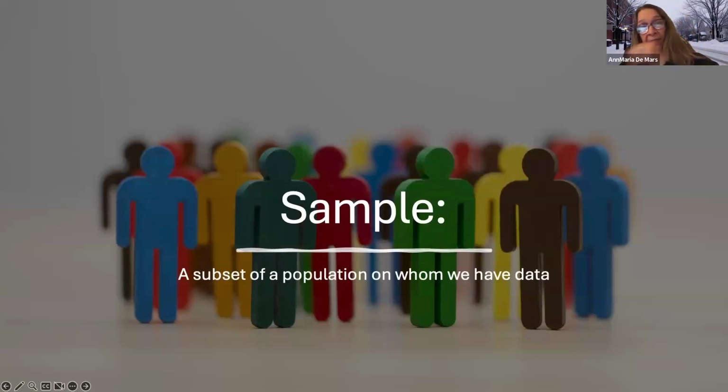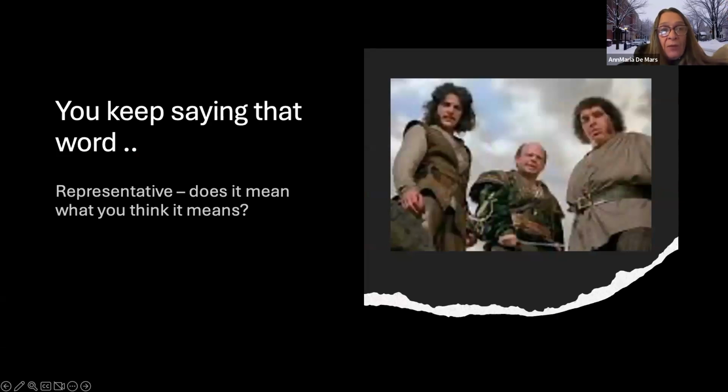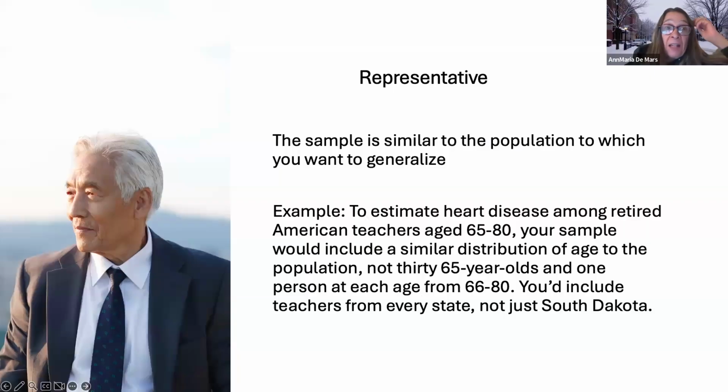Jumping on sampling here, we'll get back to testing. A sample is a subset of the population on whom we have data. Probably picked that up in chapter 1. Representative has a very specific meaning to statisticians. I will say representative a lot. A sample is representative if it's similar to the population to which you want to generalize. That's an important key point.